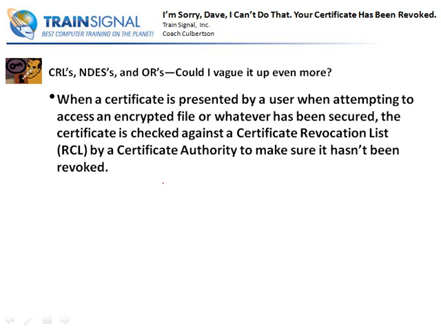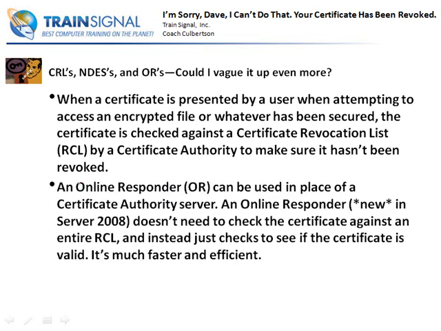When a certificate is presented by a user when they attempt to access an encrypted file or try to communicate with a server, whatever it happens to be, the certificate is checked against a certificate revocation list by a certificate authority to make sure it hasn't been revoked. Now, remember that this is kind of an older way of doing it, because we actually have a new way with Server 2008. We have a service called an online responder, and it can be used in place of a certificate authority in terms of being able to verify.